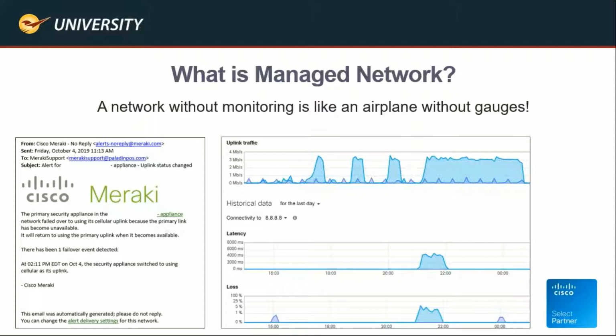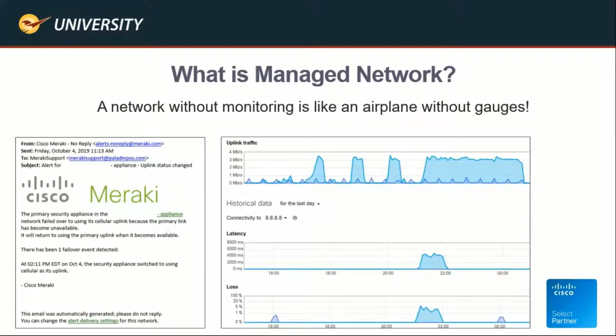Once the primary internet connection's back up and going, it fails back over automatically to the primary internet connection. We get an alert that it's failed back over. No interruption of service to the end user. The end users don't usually even know that there has been a failover event. So that's one example of what us managing your network is, what it really means.